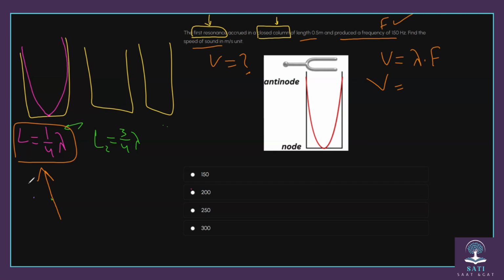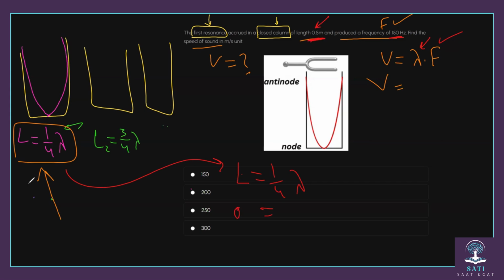The frequency is given here, which is 150. But I still need lambda. Where do I find lambda from? So here now, the length, as we said, for this one equals a quarter lambda. What is the length of the tube? It's given for us. You see, it is 0.5 meter.